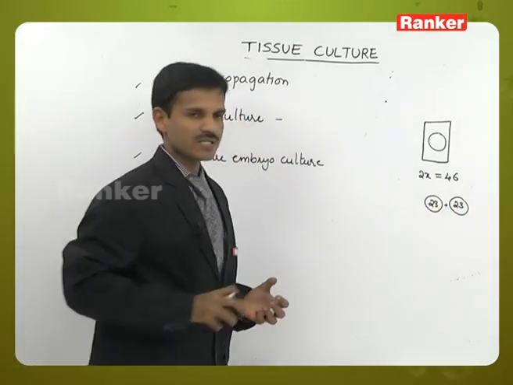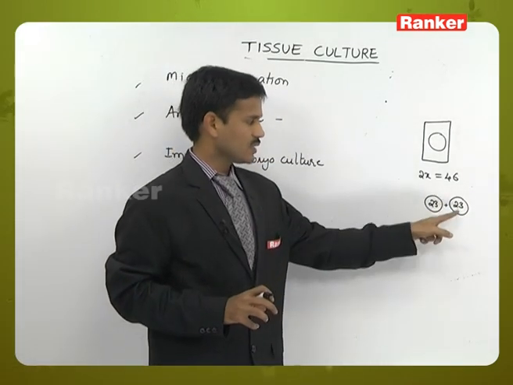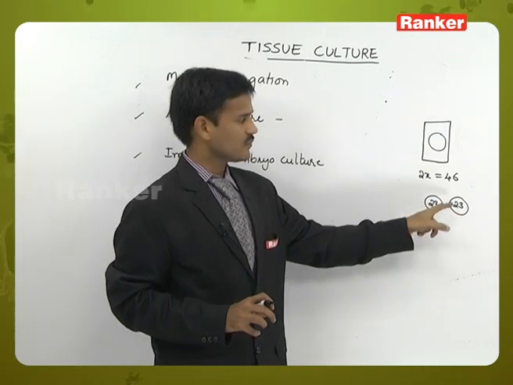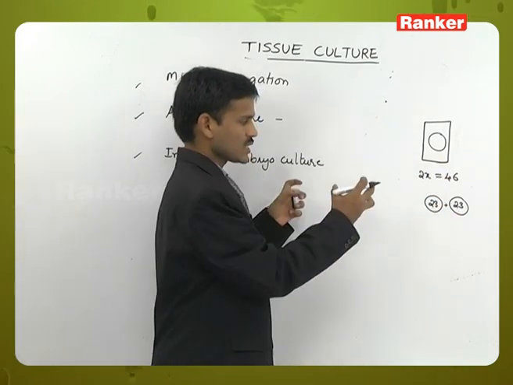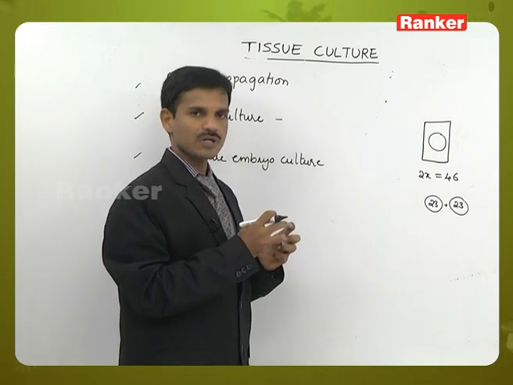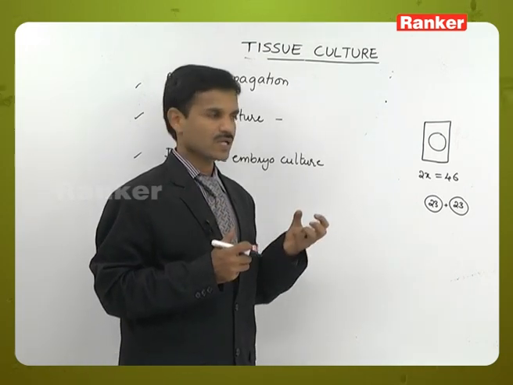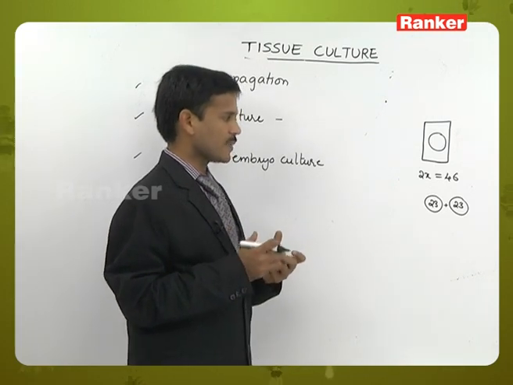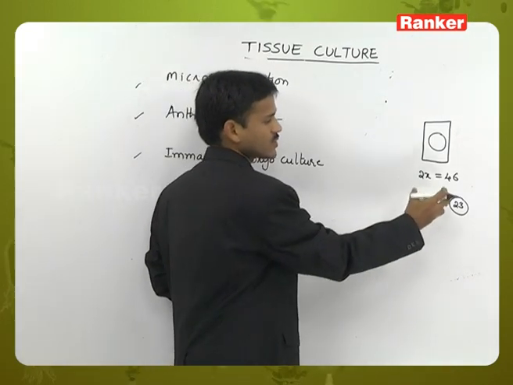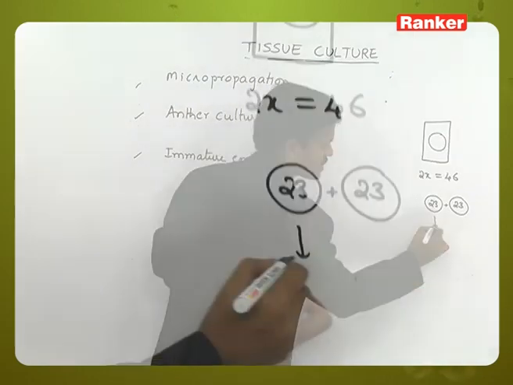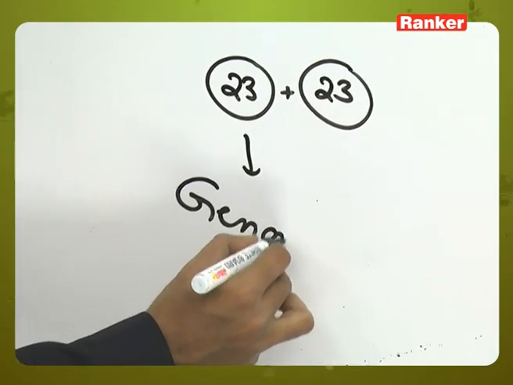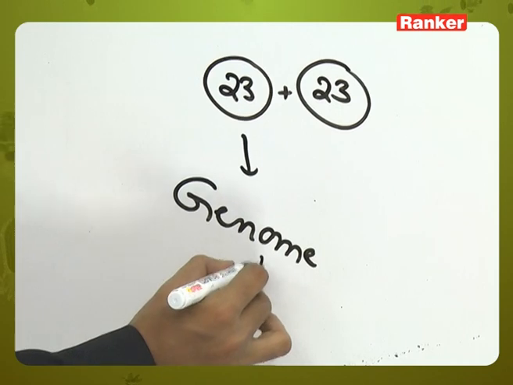So 23 is one set coming from mother, 23 is the other set coming from father. So two sets during sexual reproduction. One set is from the egg cell, one set is from the sperm cell, or male and female gametes. So two sets are present. One set is called one genome. So it is one set.